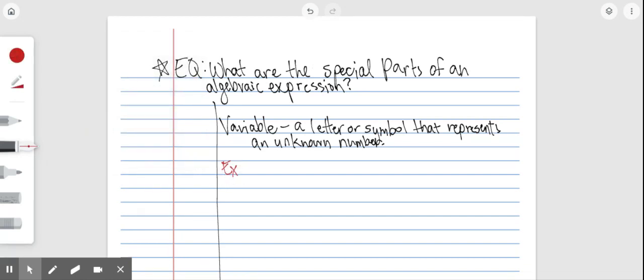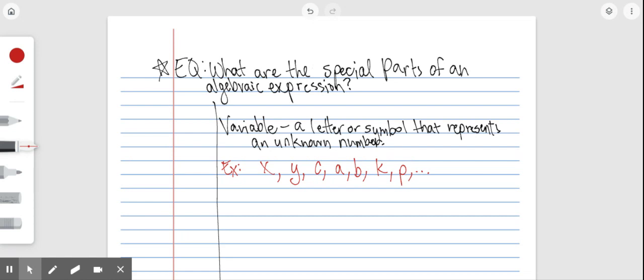Examples. The letter X is often used as a variable. From now on, when you see the letter X, it will not represent multiplication. It's going to represent the variable X. Okay. Other variables are like the letter Y. Y also represents an unknown number. Some more variables are the letters C, A, B, K, P, okay, they go on forever and ever. Pretty much every letter in the alphabet can be used as a variable.